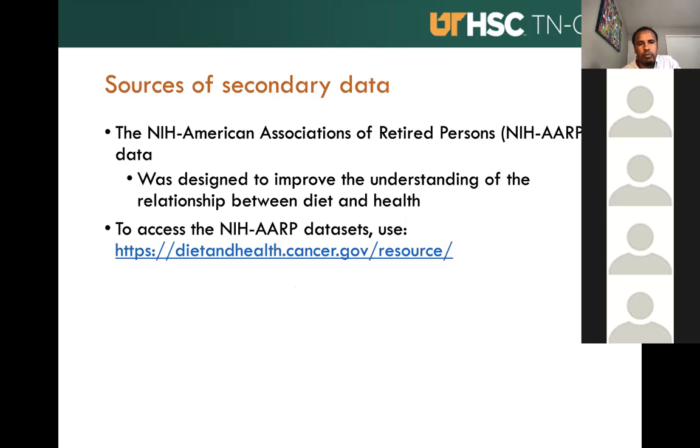The National Institutes of Health-American Association of Retired Persons Diet and Health Study is another secondary data source. It was designed to improve the understanding of the relationship between diet and health. One can use it to investigate, for example, the association between certain nutrient intake or food group intake and health outcome. One can access the data by going to dietandhealth.cancer.gov.